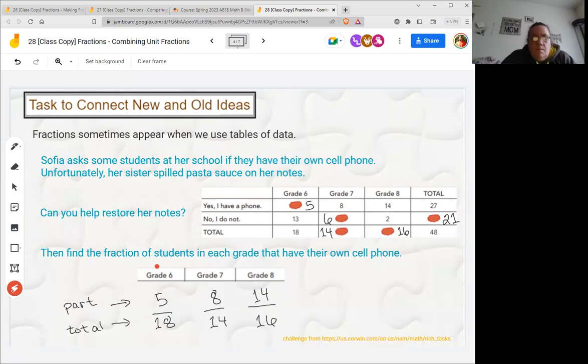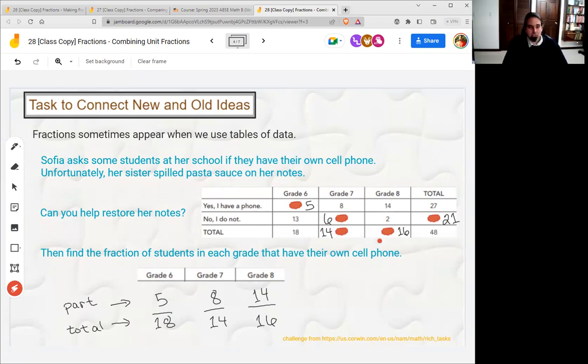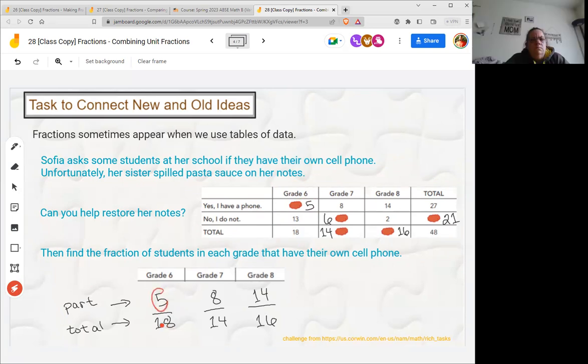So very common kind of test question. Here's a bunch of data on a table. See where the totals are. Pay attention to which parts they want. Are they looking for the ones that do have a phone or the ones that don't have a phone? Because they could have asked us either question. And then make your parts over whole.